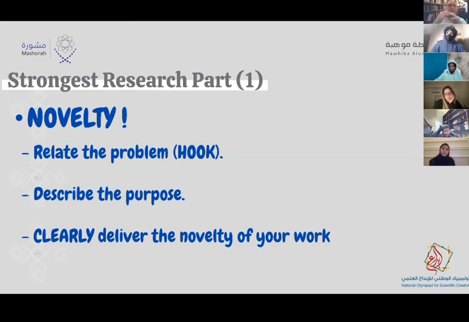So the more you mention this novelty in the beginning here, if you can talk about it in the middle section, the novel material, the novel procedure, and then at the end, again, my project turned out to be a very good result, and the novelty was shown in this way. So that's a big thing. That's the first biggest, strongest research part that we have, which is the novelty.